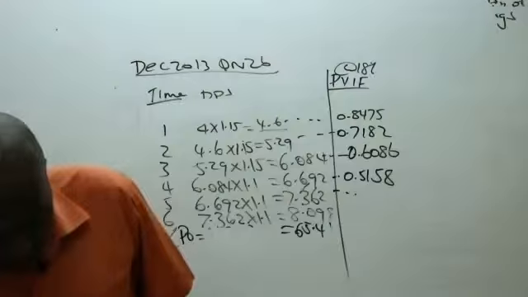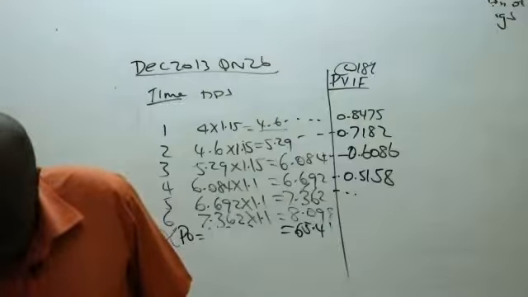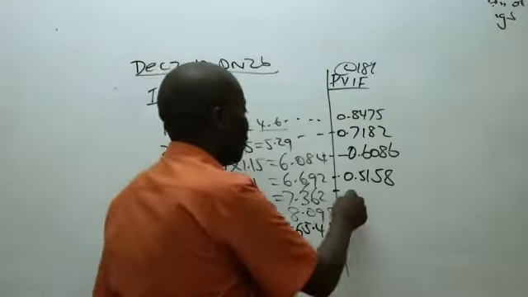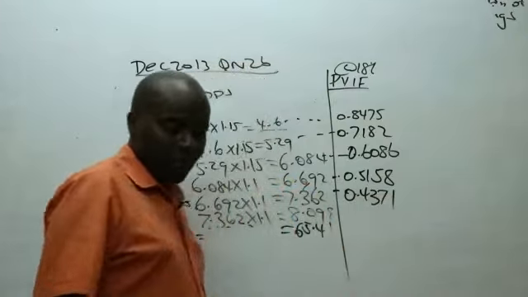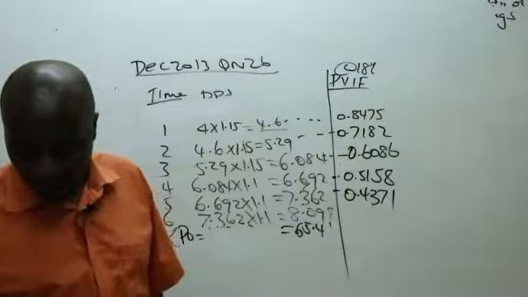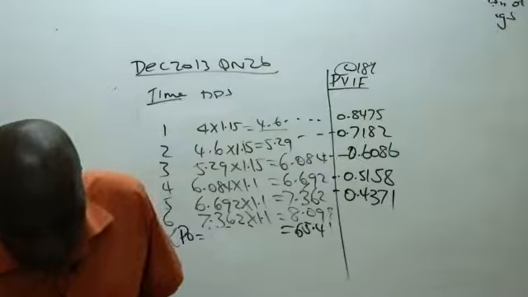What do we have there for the fifth one? 0.7371, 0.4371. How about the sixth one? The sixth one, ladies and gentlemen, what do we have there? The sixth one, we have 0.3704.